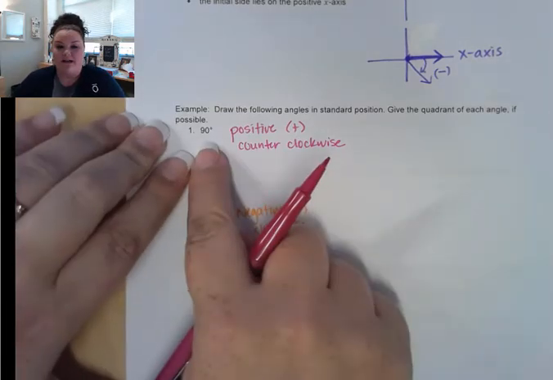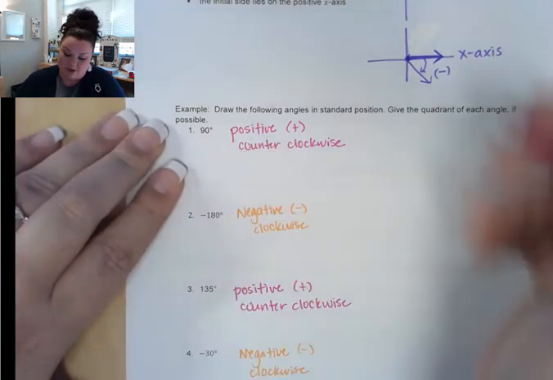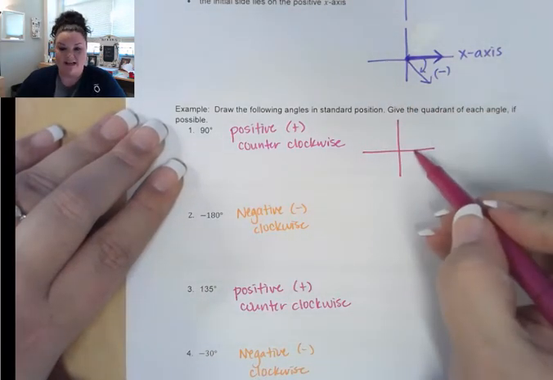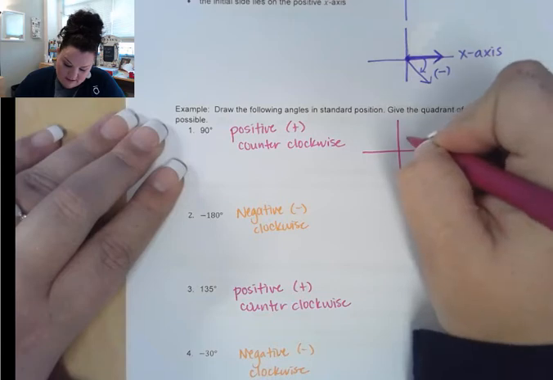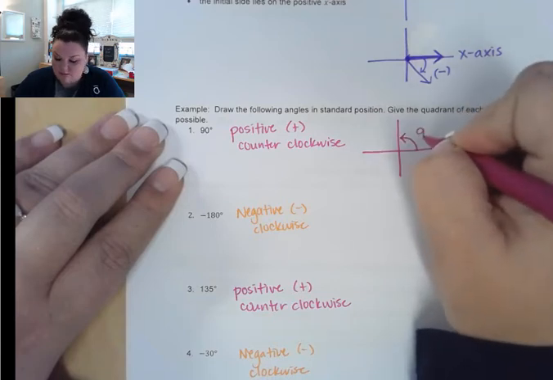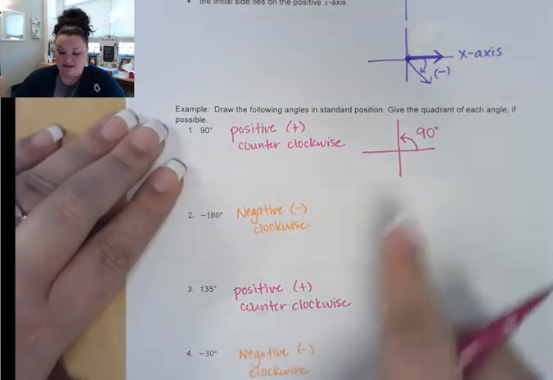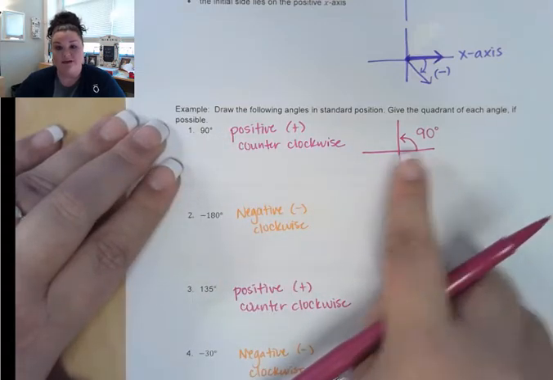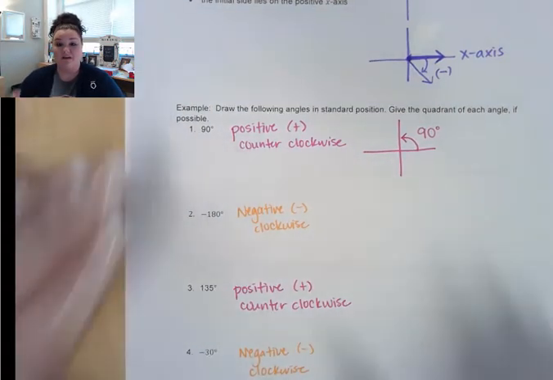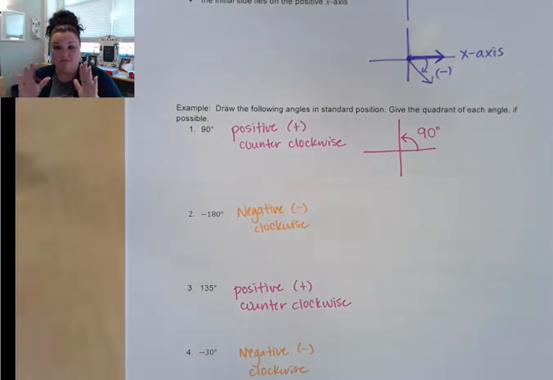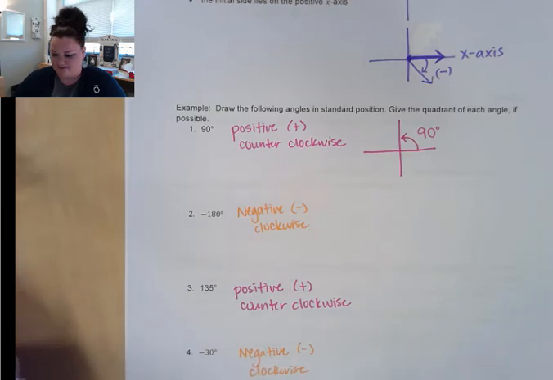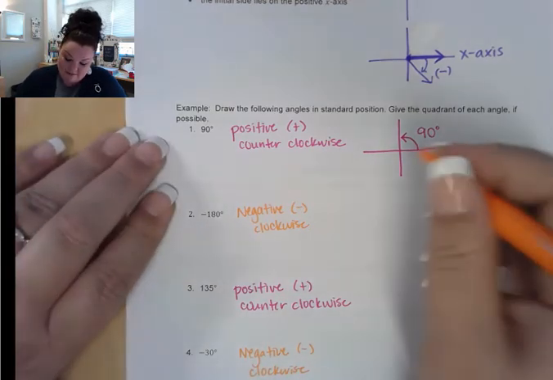All right, so for 90 degrees, we're going in the positive direction. Again, we start on the positive x-axis and we go up to 90 degrees, okay? And then we always label it. Even though I know it's written here, it's really good form to always label your angle, because sometimes we'll have more than one angle written within a coordinate system, and we want to make sure that we know which one's which, okay?